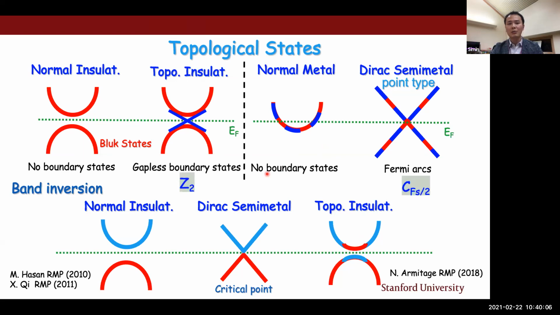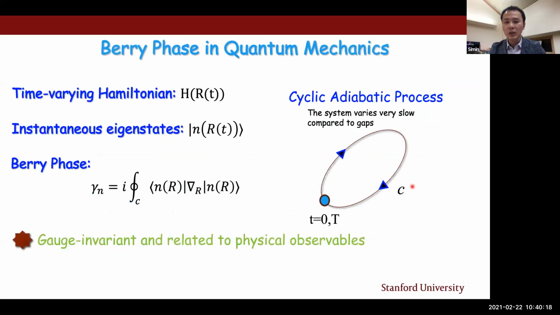In order to describe topological states, topological invariants are introduced, such as the Chern number defined for the Dirac semimetal. Although there are many different topological invariants, the definitions are based on the Berry phase. In quantum mechanics, we learned that the wave function acquires a Berry phase once the system is subjected to a cyclical adiabatic process in the parameter space. It is worth noting that the Berry phase is gauge invariant and related to some physical observables.